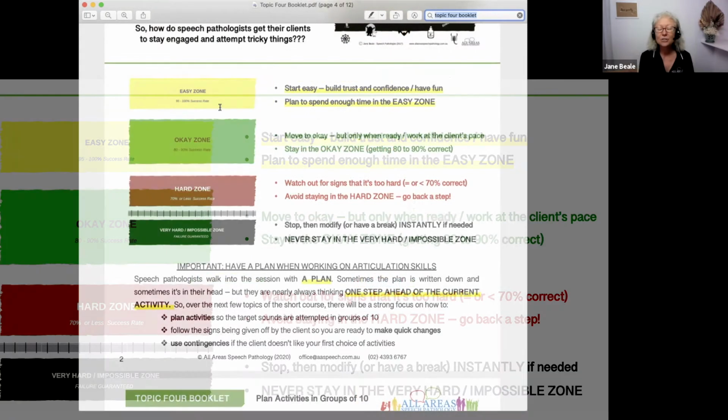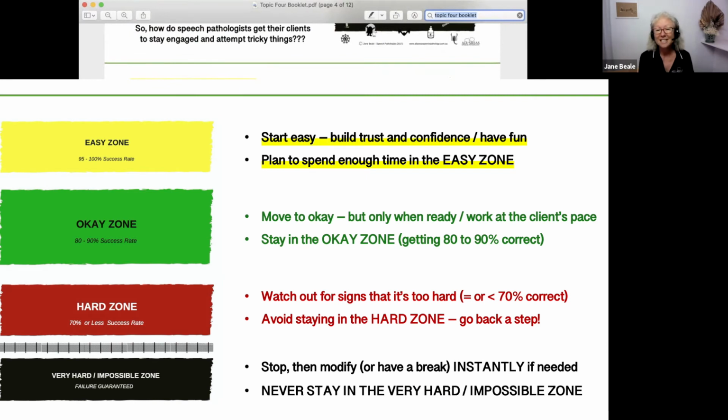Let's have a look at this bottom part of the page. We use the zones. We start easy to build trust and confidence, and we make sure we have fun. And most importantly, we stay in that easy zone for as long as is needed. Sometimes it really is just a few seconds. More often than not, it's 2 to 5 minutes, and it includes a first activity or game that's not really about the therapy. Sometimes we stay in the easy zone for a lot longer because we're getting feedback from the client that that's what they need.